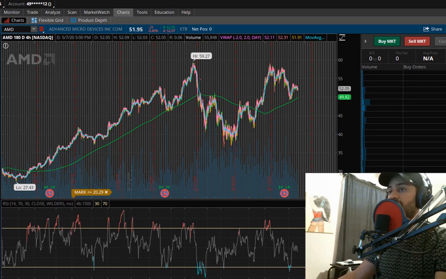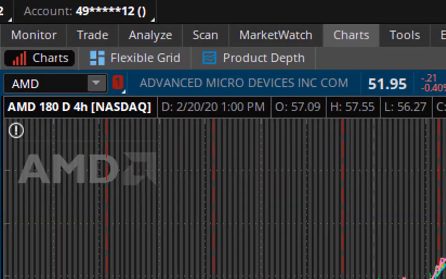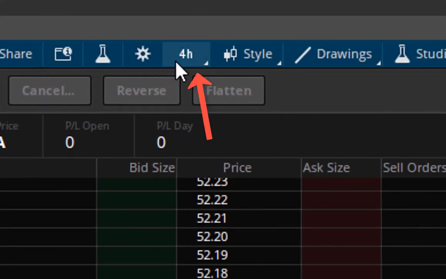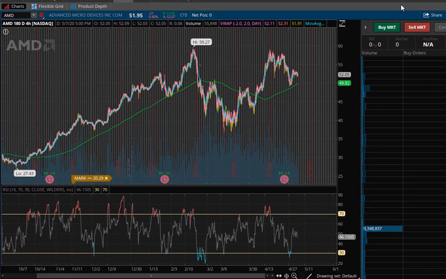Now, for the purposes of this video, we're going to be talking about the Fibonacci retracement and how to set it up. So right here, we're looking at ticker symbol AMD, Advanced Micro Devices. We're looking at the 4-hour chart, which is the 180-day. Now let's go ahead and set up this Fibonacci.